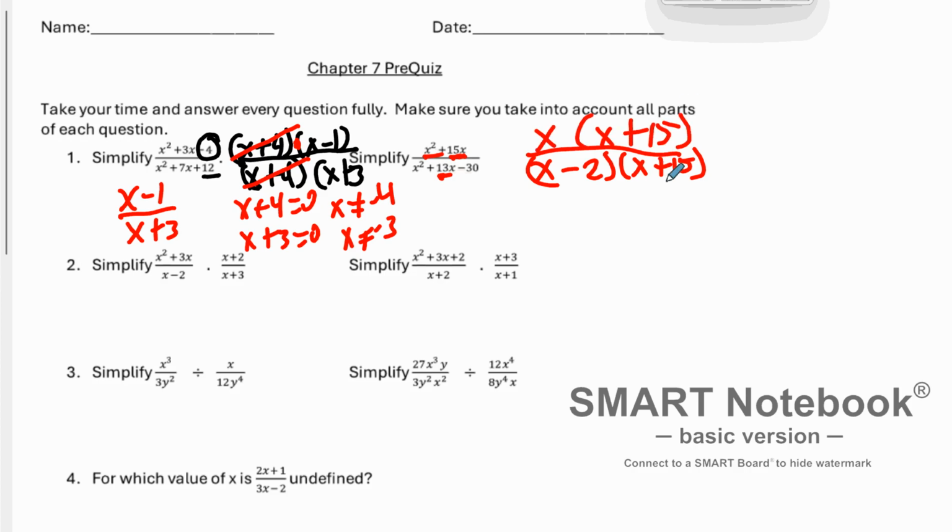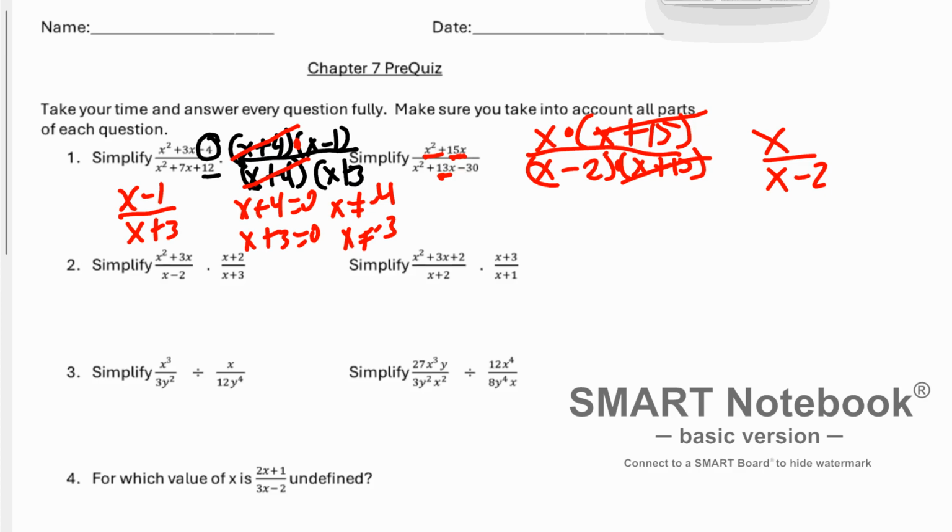Now I have x plus 15 on top and an x plus 15 on bottom, cancel, and I get x over x minus 2. Now this is subtraction on bottom, and this is just an x on top. I cannot cancel those x's because I can only cancel when I'm being multiplied. That's why I factor first, so then I can cancel.